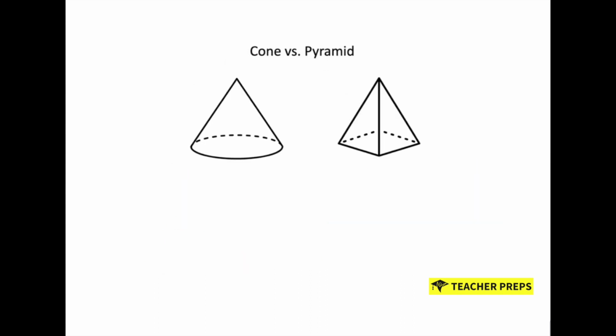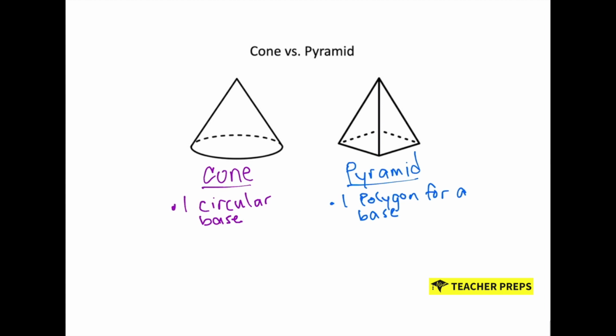Now let's talk about 2 more 3D shapes, cones and pyramids. On the left, we have a cone, and on the right, we have one kind of pyramid. What do you notice about the difference between these 2 shapes? If you notice that a cone has a circular base, you're correct. Now this pyramid has a square base, but a pyramid does not have to have a square base. It just has to have a polygon for a base. What this means is that we can have a square pyramid, a triangular pyramid, we can have a rectangular pyramid, and so forth.